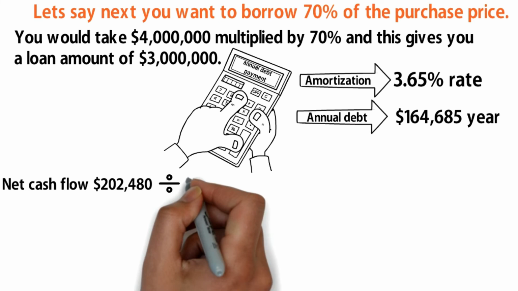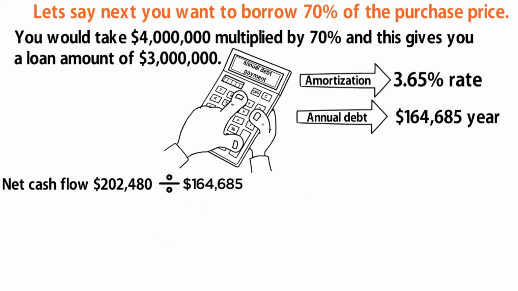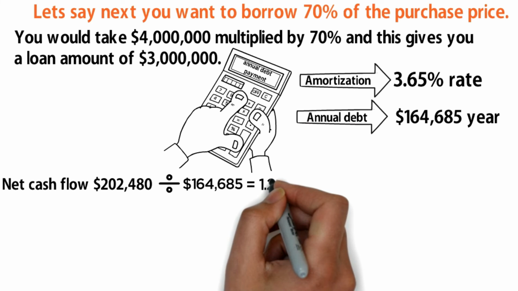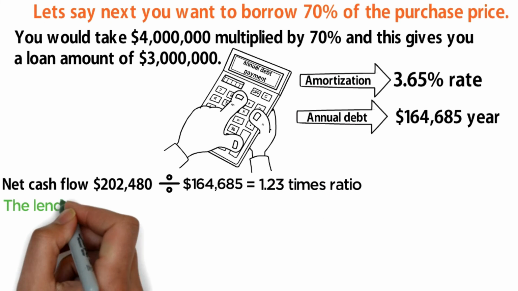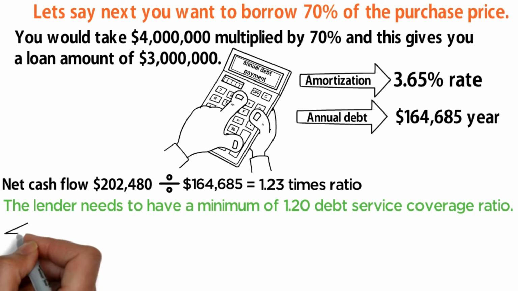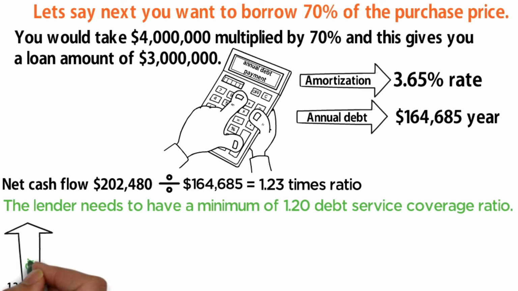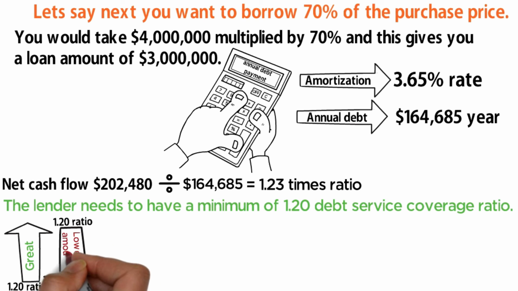Finally, you take the $202,480 of net cash flow and divide it by the $164,685 a year, and your ratio is 1.23 times. The lender needs to have a minimum of 1.2 debt service coverage ratio. Anything higher than the ratio is great, and anything lower than a 1.2 will mean they need to lower the loan amount.